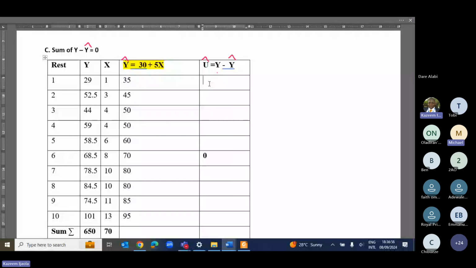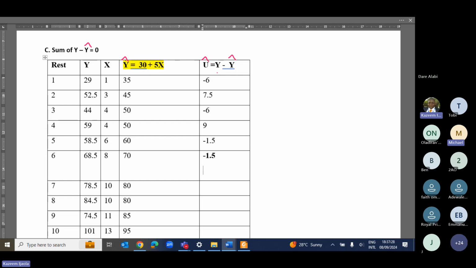52.5 minus 45. The answer is 7.5. 44 minus 50 is minus 6. This one is 9. This one is 58.5 minus 60, minus 1.5. Then minus 1.5. What about the next one? Minus 1.5. This one is 4.5.